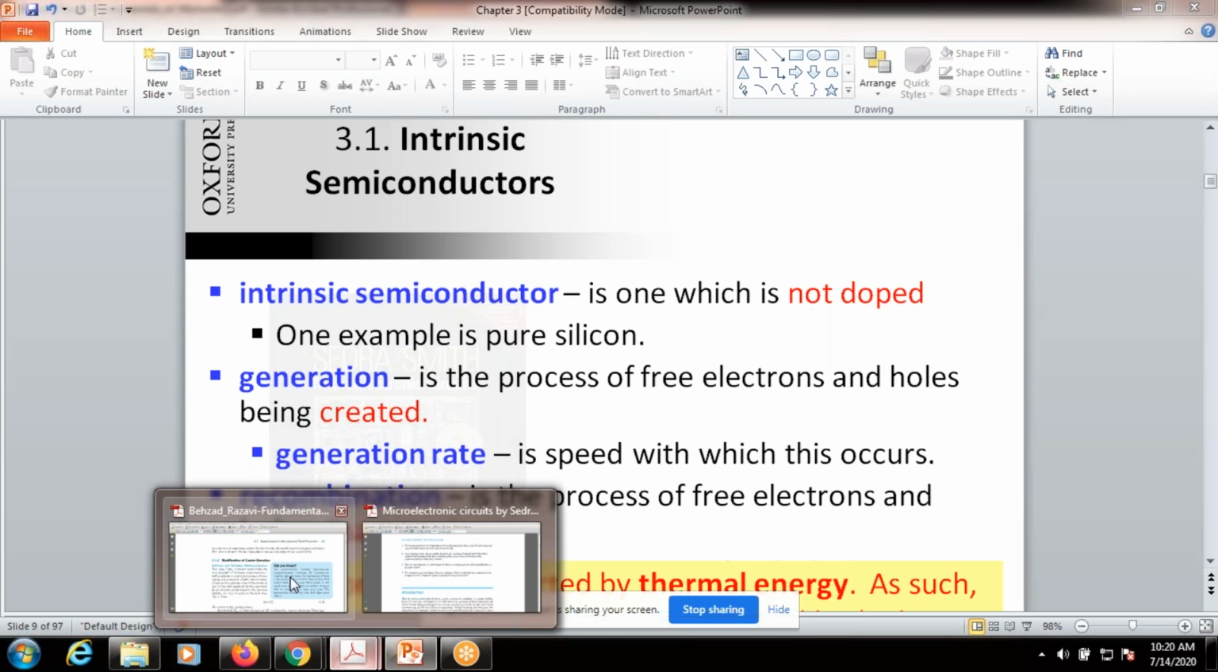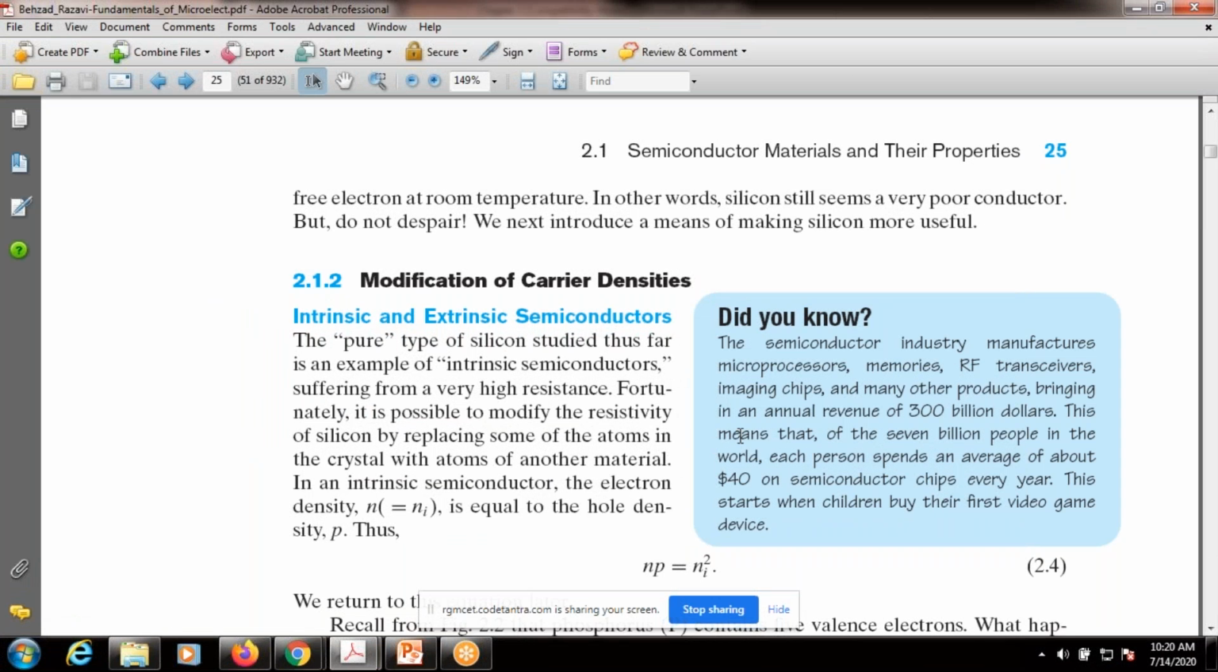Now today we discuss modification of charge densities. Sorry.